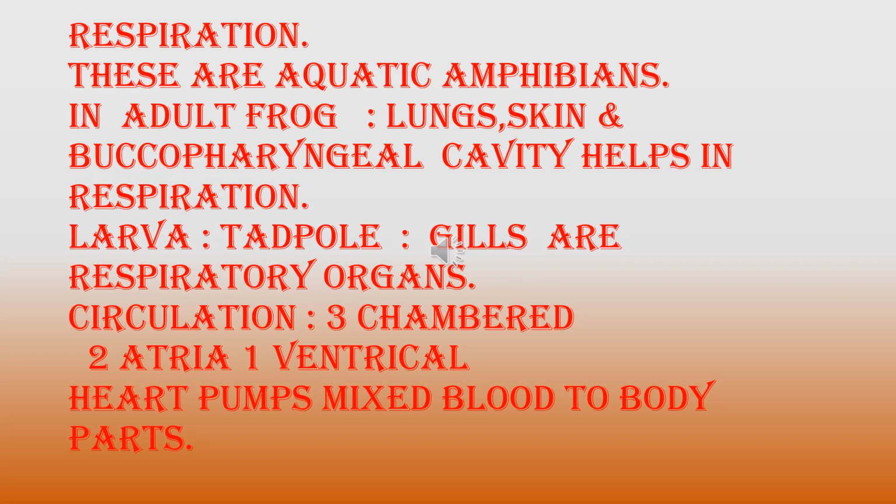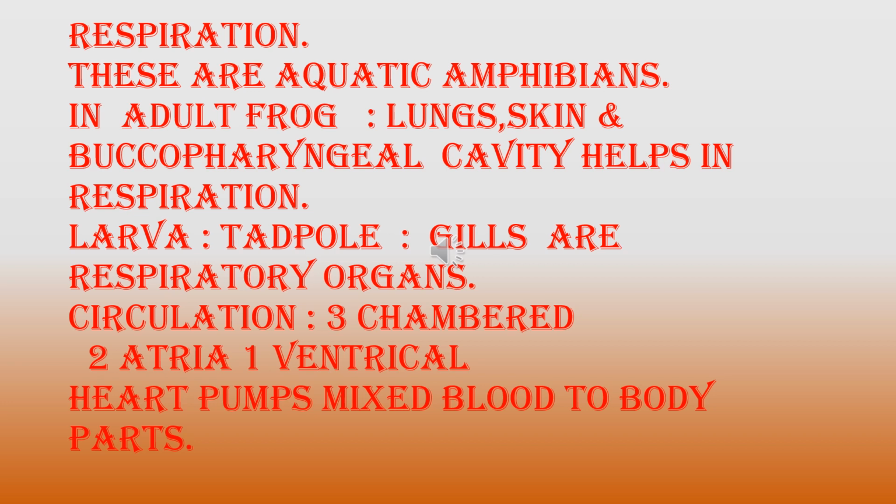Respiration in amphibians is of three types. When the frog is in the adult stage, it shows lung respiration, that is pulmonary respiration, skin respiration, that is cutaneous respiration, and the buccopharyngeal cavity also helps in respiration. In the tadpole larva, that is the frog larva, it shows gill respiration.